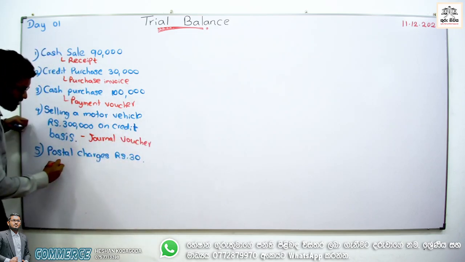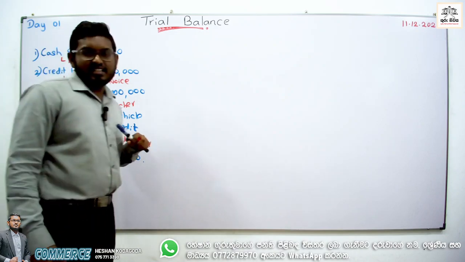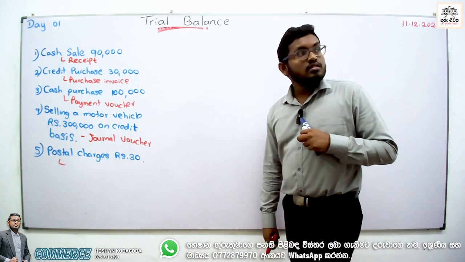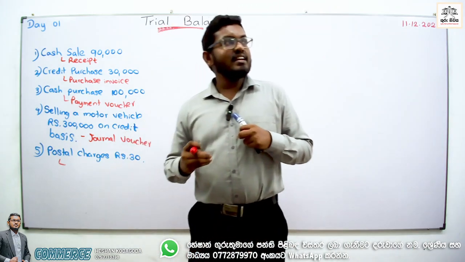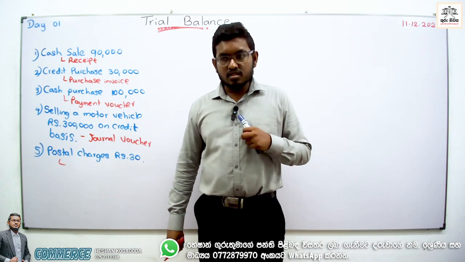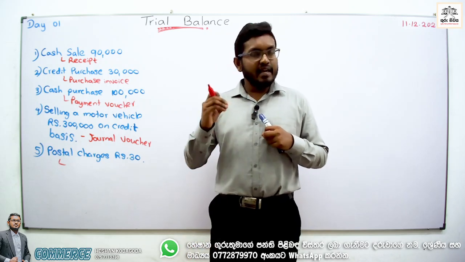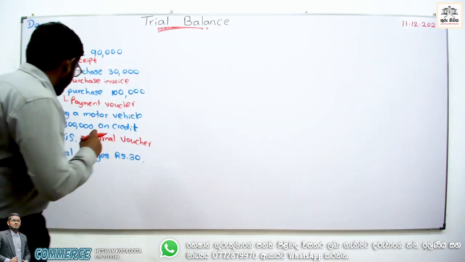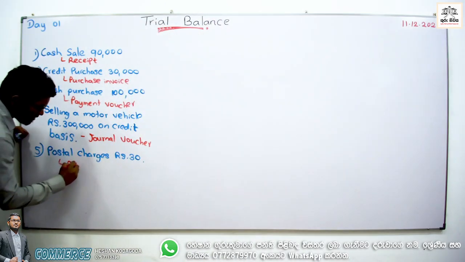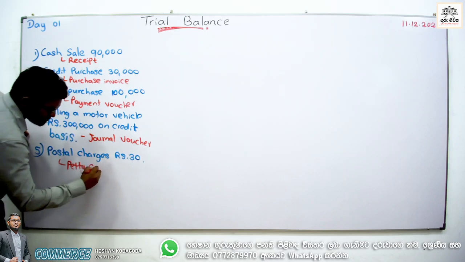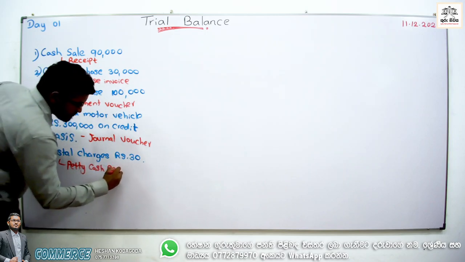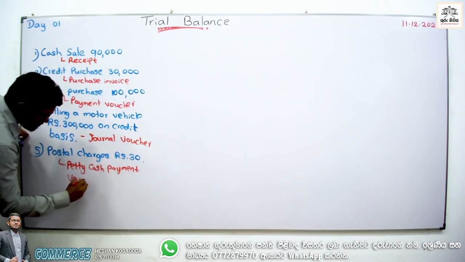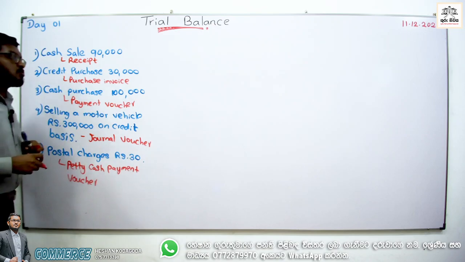The next one, postal charges 30. What is the source document? We record it in the petty cash book. So the source document is petty cash payment voucher. So these are the source documents.